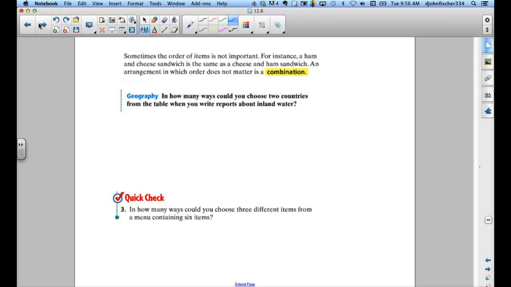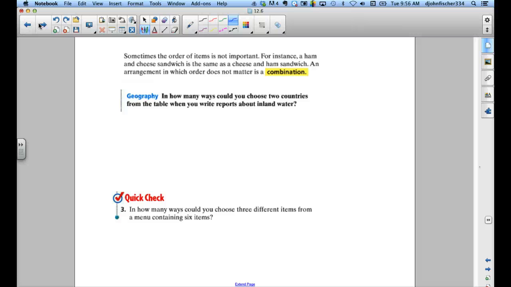Now sometimes the order of items is not important. For instance, a ham and cheese sandwich is the same as a cheese and ham sandwich. As long as you have your two ingredients, that's all that matters. The arrangement in which order does not matter is a combination. So if we're dealing with combinations, order doesn't matter in the problem.